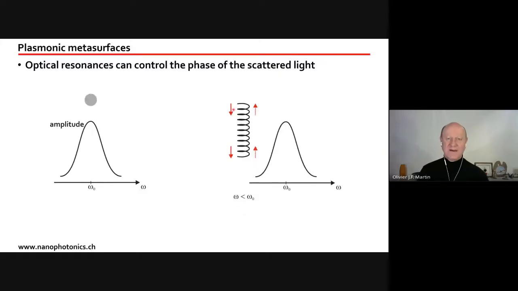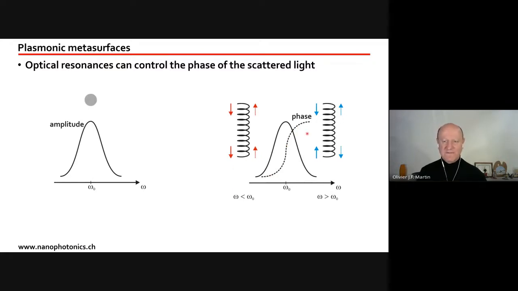At low frequency, when the hand goes down, the mass goes down. When the hand goes up, the mass goes up. But if I go to high frequency, then it's the opposite. When the hand goes down, the mass goes up, and vice versa. So what this means is that in addition to having a strong amplitude at the resonance, there is also a phase change. Here it is in phase, here it is out of phase.